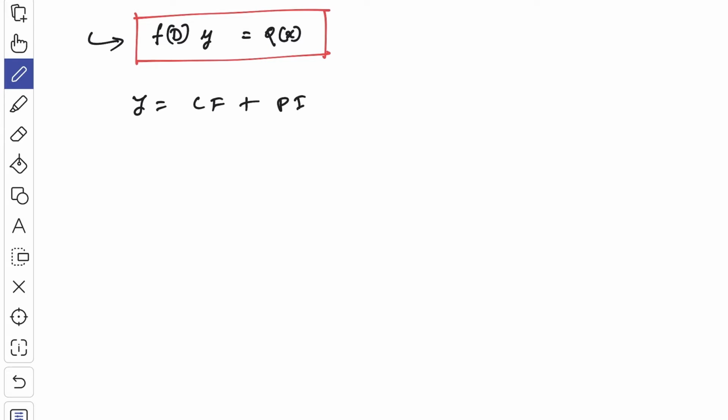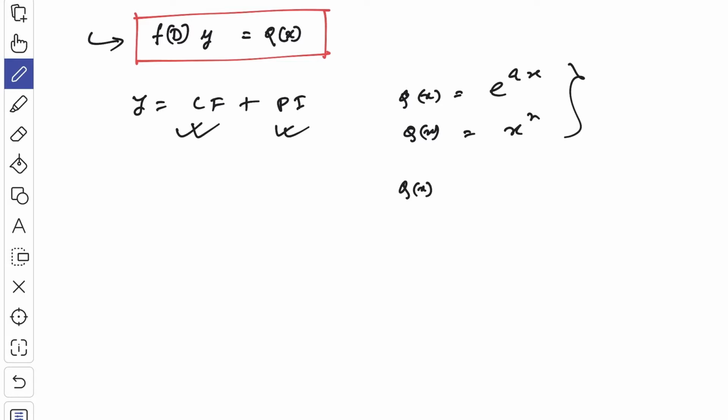We have already discussed how to find CF and how to find PI if Q(x) is, suppose, e to the power ax, and if Q(x) is, suppose, x to the power n. We have already discussed those forms. Now here we are going to discuss what if Q(x) is either sin ax or cos ax. In that case, we know that PI is given by 1 by f(D) into Q(x).